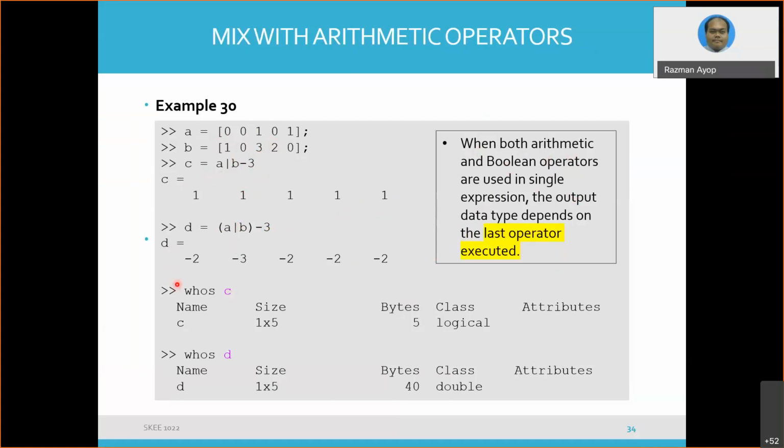So of course you can determine the characteristics using whos. So you know the size, the bytes, and class. So you can see here, like I mentioned before, for double, the size will be larger. Okay, for logical, it's much smaller.